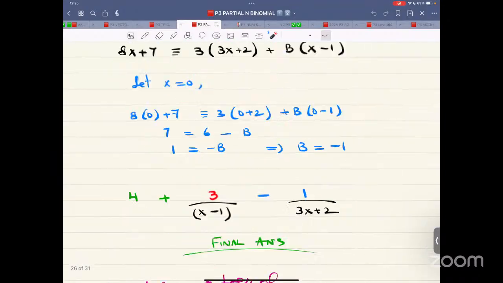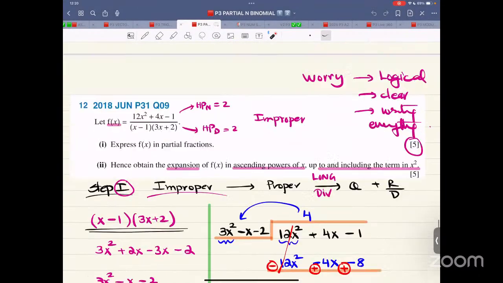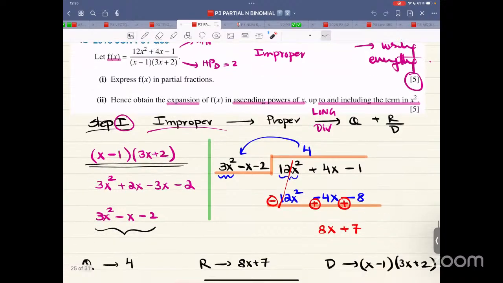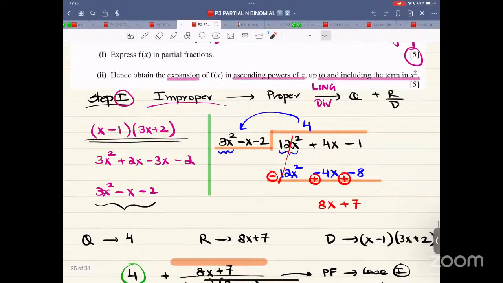So now let me show you one question over here, which is about binomial and partial fractions. It says this is the numerator, highest power is 2, denominator, highest power after multiplication is 2. It's an improper fraction. That is what you have to check first. Step 1, improper. How can we make it proper? Write it as quotient, remainder, divisor, one step of long division.